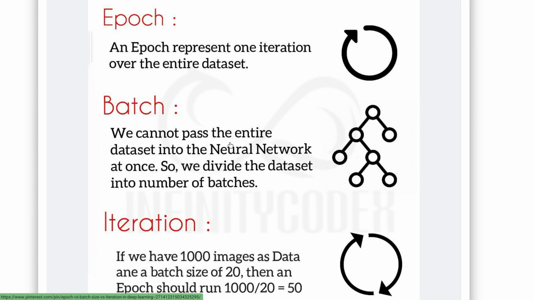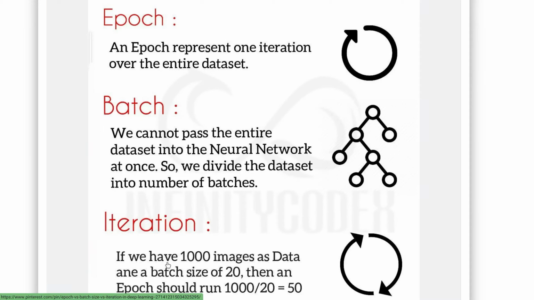In the batch, if we have 10,000 records, we will split them into 4 batches. For example, 4 batches: each batch gets 10,000 records divided by 4. It will take the count of the iteration, then iterate batch-wise. So we cannot pass the entire data set into the neural network at once, so we divide the data set into a number of batches.